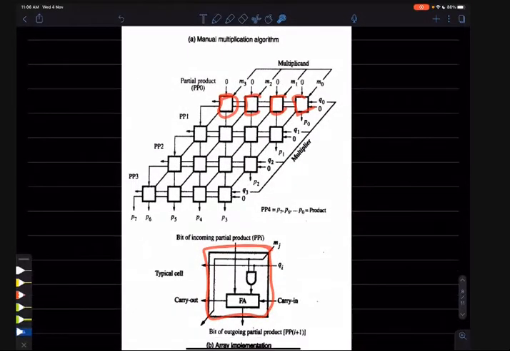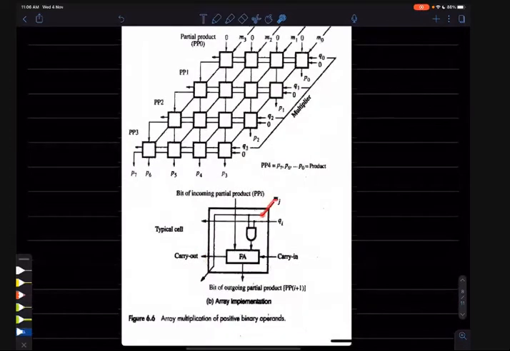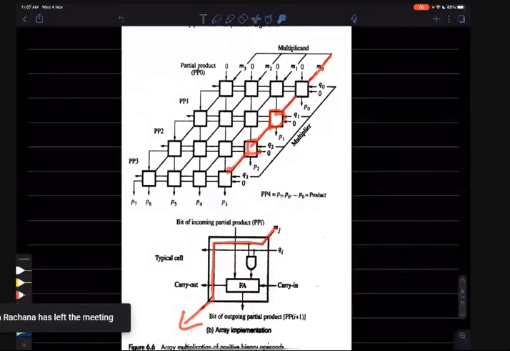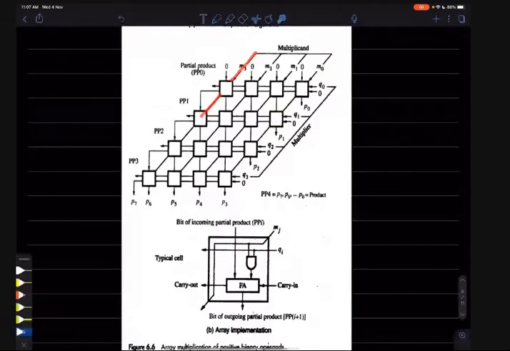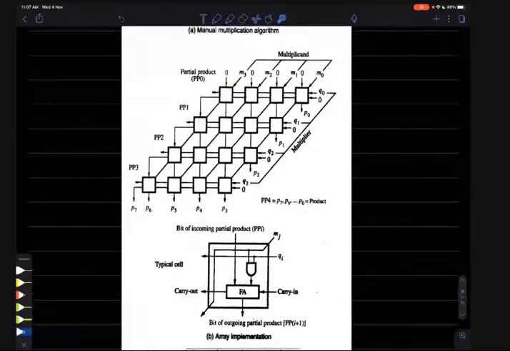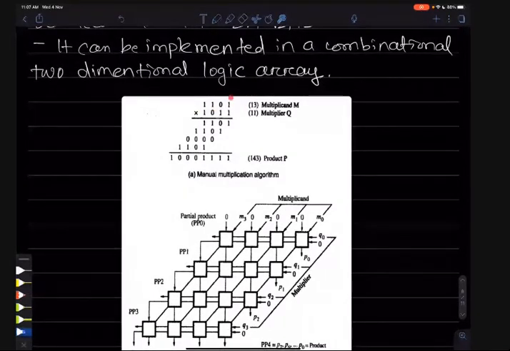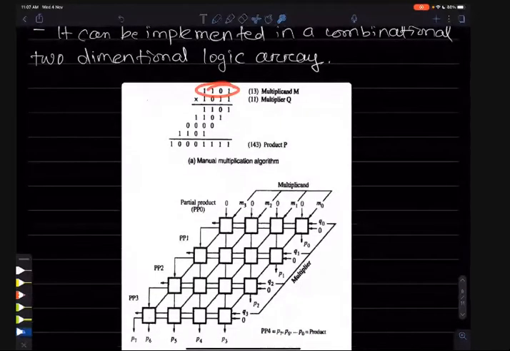In this case you can see that this M is going out to the next block. What is M? M is this one. M is also going to this block, M is going to the other block, then M is going to the last block, and the same for all the other M bits. Because you have to multiply with the M bits in all the blocks, the M bits are transferred to all the blocks.